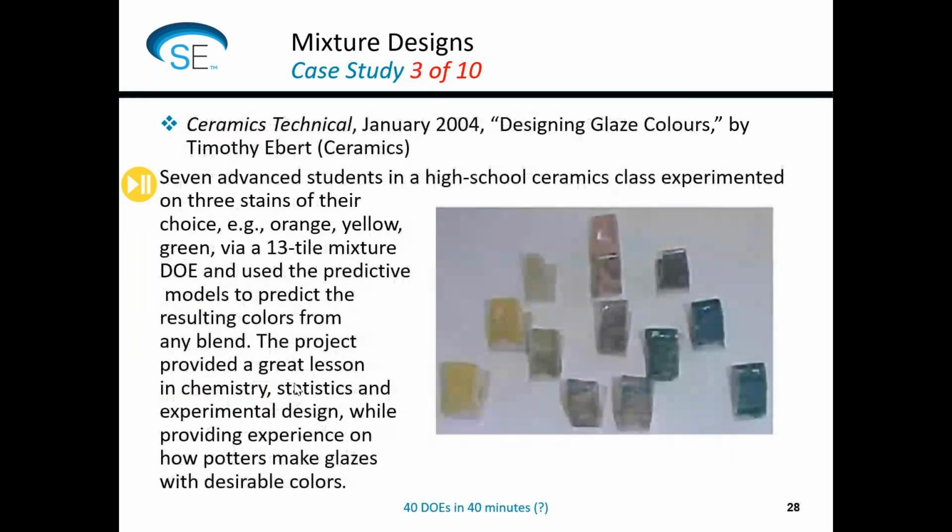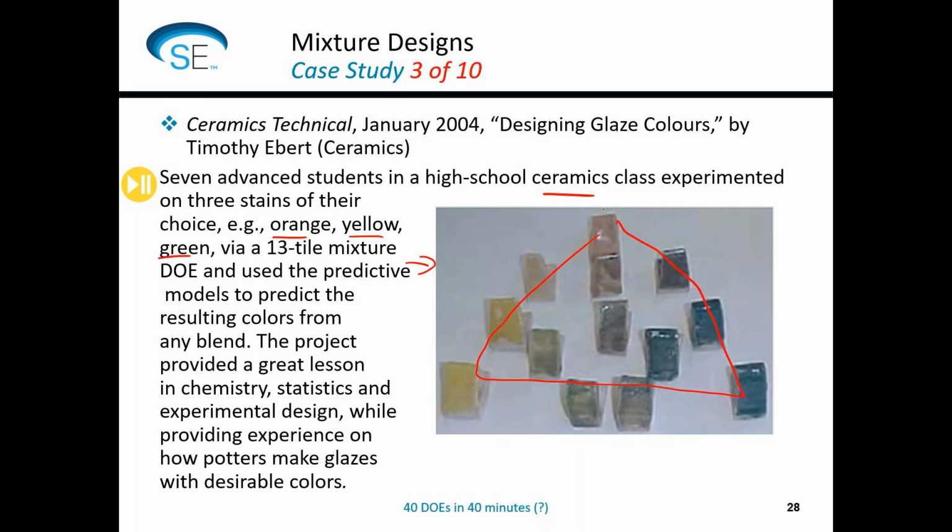Here's a fun one from Timothy Ebert, and actually was kind of a sideline of his. He works in a different field, but he got interested in ceramics, and he knew about mixture design, so he developed this experiment for a ceramics class at a high school in Ohio. And they basically, each student could decide which three stains they would work with. This student that we show in this picture here picked orange, yellow, and green. And then it kind of roughly fits out into a triangle, doesn't it?